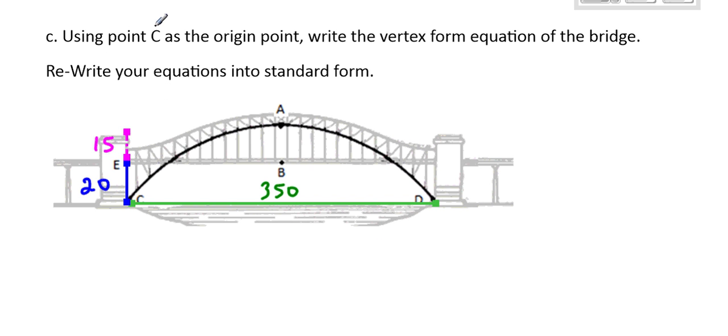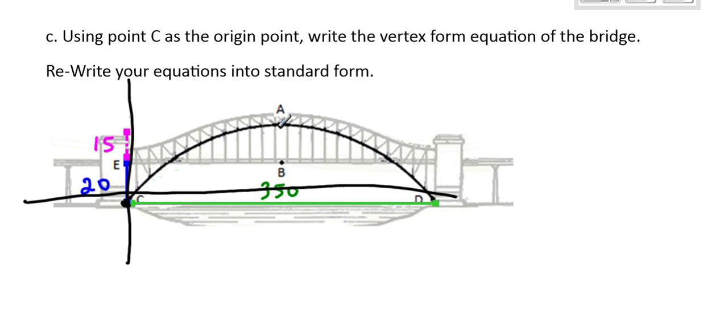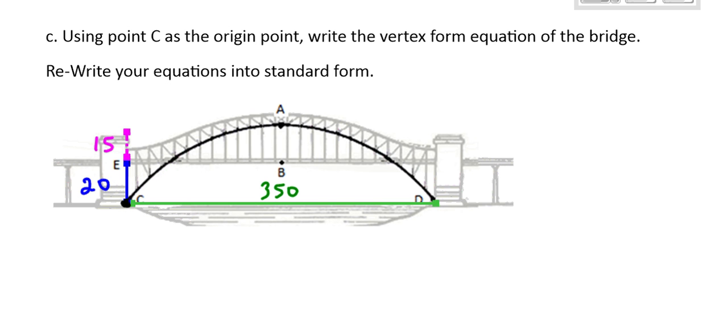We're now going to use C as the origin point. So here's C. So C is the origin. So again, imagine putting the xy axis, and here's my vertex. So let's go ahead and draw this up a little nicer, just so we can make sure that we're making sense of everything.